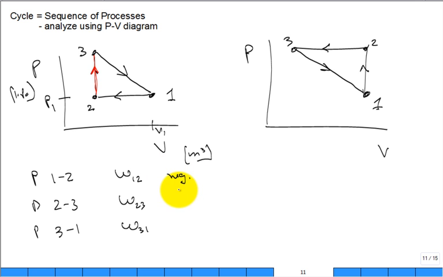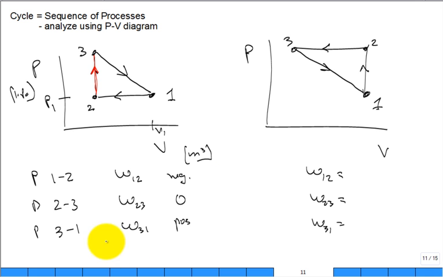What about the work 2 to 3? That one's 0. Why? We can do the same thing over here: work 1 to 2, work 2 to 3, and then work 3 to 1. But what about 3 to 1? Is it positive, negative, 0? It's positive. Now, here's a question.